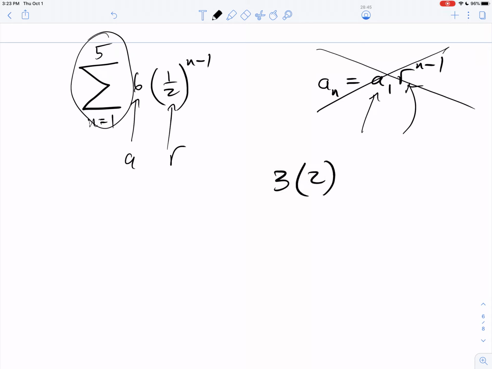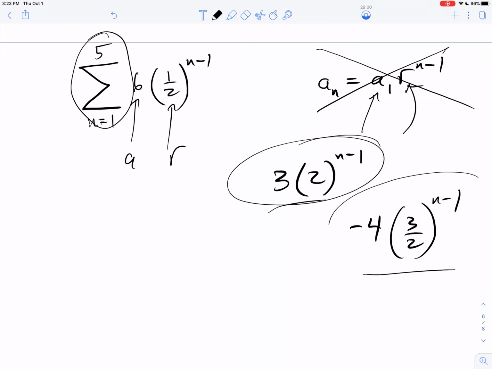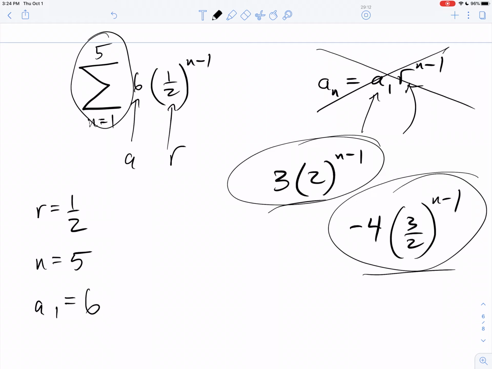Things that look like this are geometric looking things. It's always true. This is a geometric guy. This is a geometric guy. So up here, I got my R value. I got my N value. I got my A1 value. Now on this one, I said it only goes to 5. I only have 5 numbers to add up. So if I plugged in 1, I would get 6 times 1/2 to the 0. Oh yeah, I do get out 6. 6 is the first number.